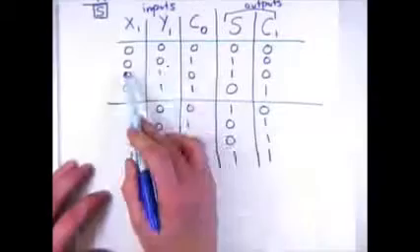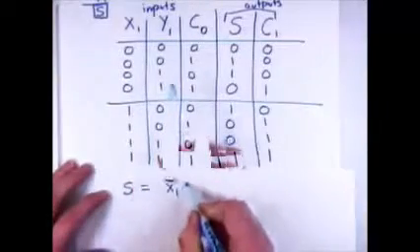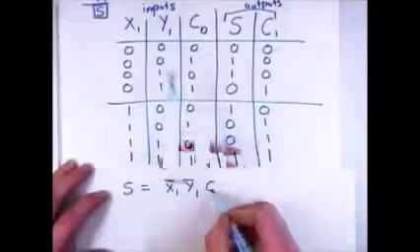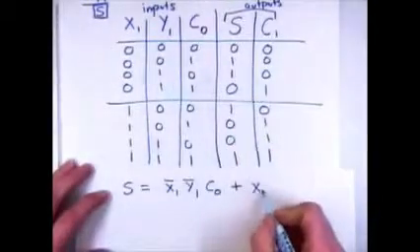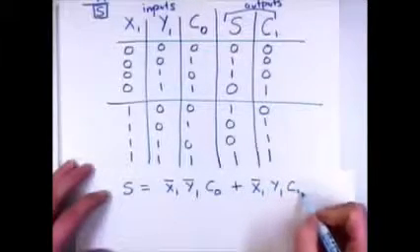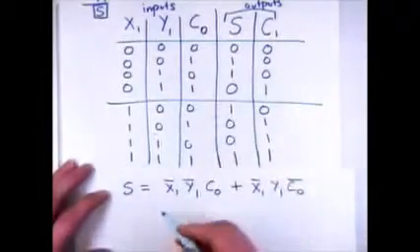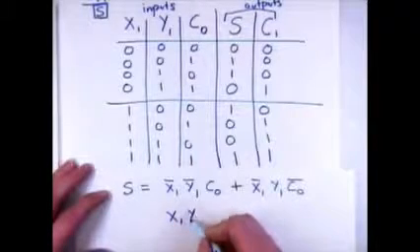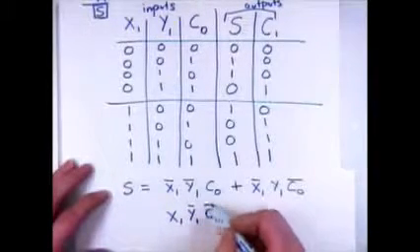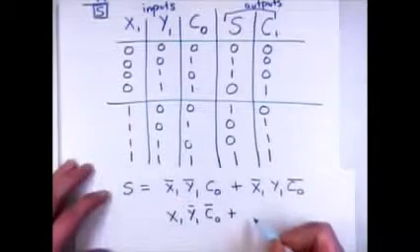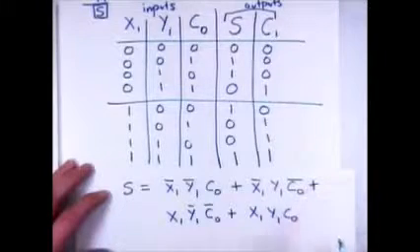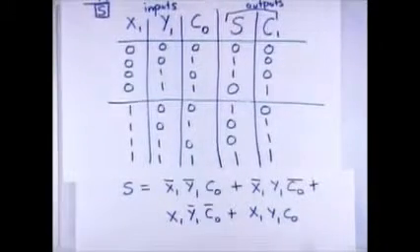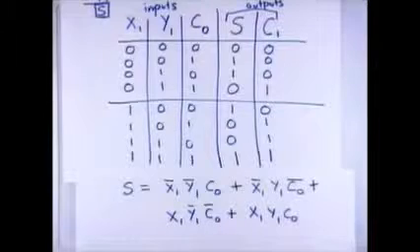So S is equal to, it has a 1 where X1 is false, Y1 is false, and C0 is true. It has a 1 in the next case where X1 is false, Y1 is true, and C0 is false. It also has a 1 where X1 is true, and Y1 and C0 are false. And the last one, it has a 1 when all 3 of them are true. So I should have 4 min-terms because I have 4 1s in my column for S.